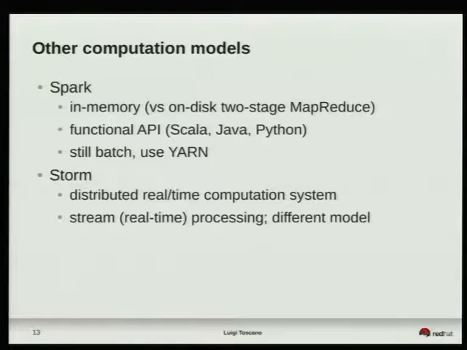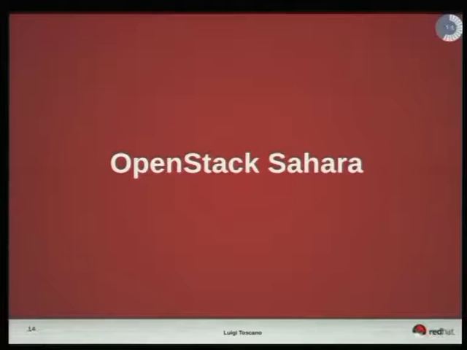And there is another one, which is Storm, a distributed real-time computational system. So it's a completely different model. It's streaming. It processes the data as they come. We will see them in a minute again. And now we move back to the OpenStack domain.